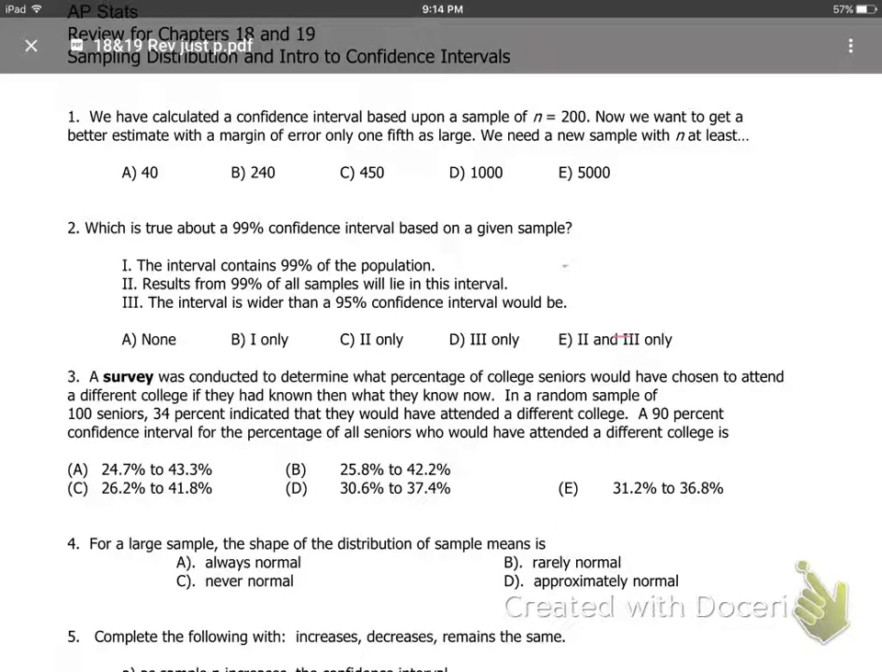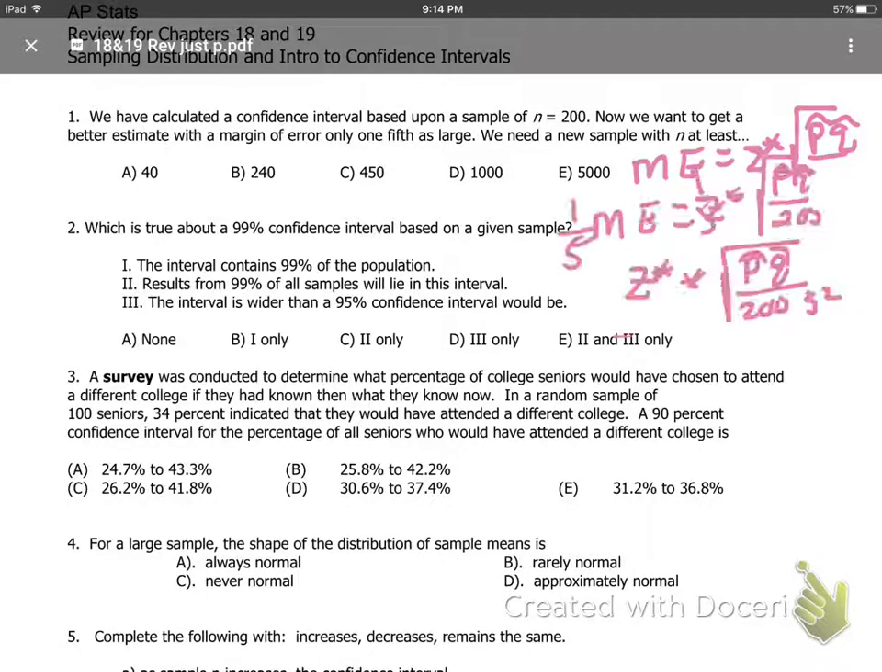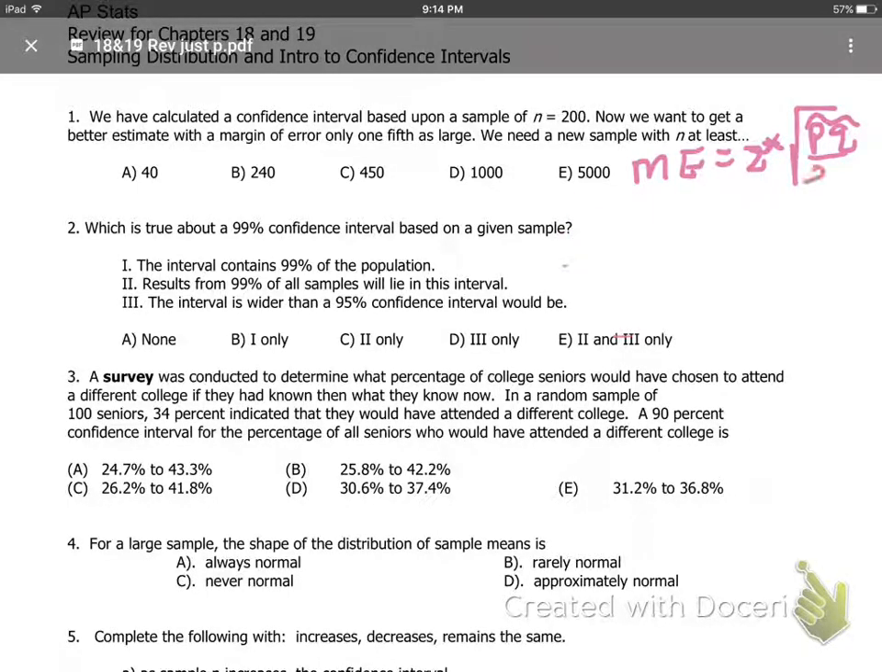So for number 1, you need to remember that the margin of error is equal to the critical value times the standard error, which is the square root of p hat q hat divided by n. I'm going to write 200 instead of n because they told us 200. Now what they're saying is 1/5. So if I put 1/5 here, I have to put 1/5 here, right? What you do to one side, you have to do to the other side.